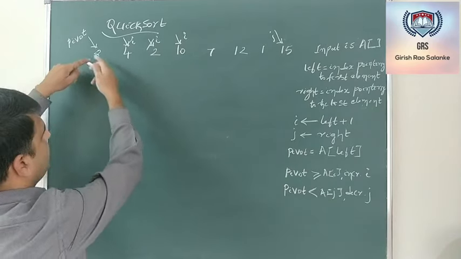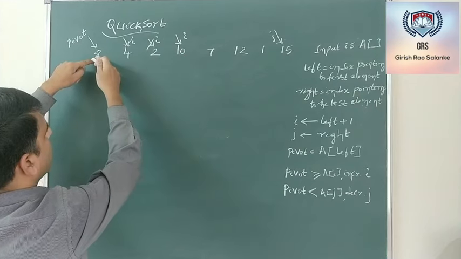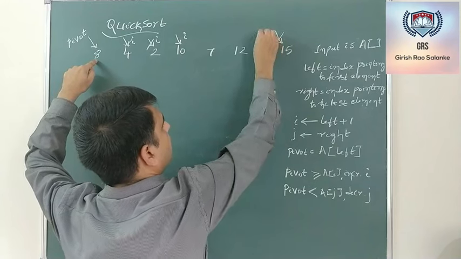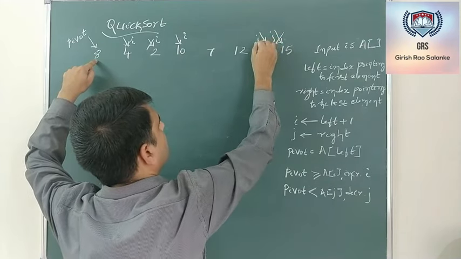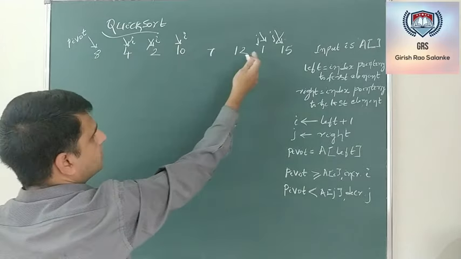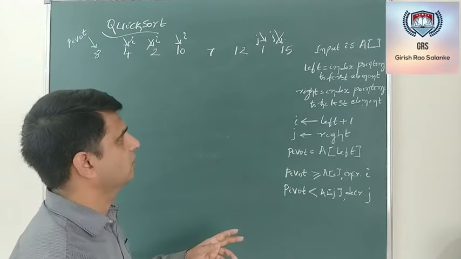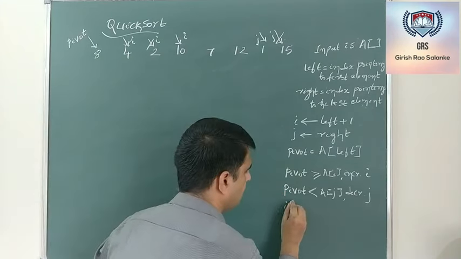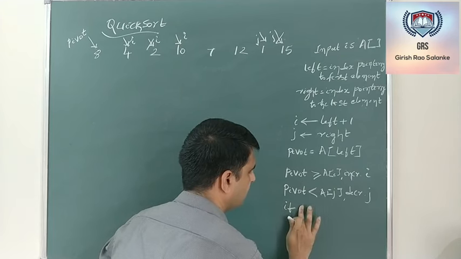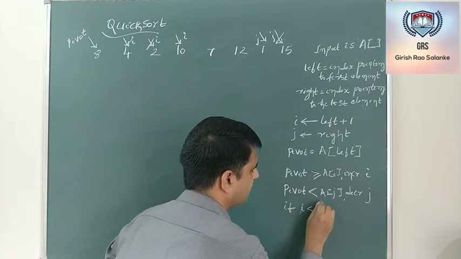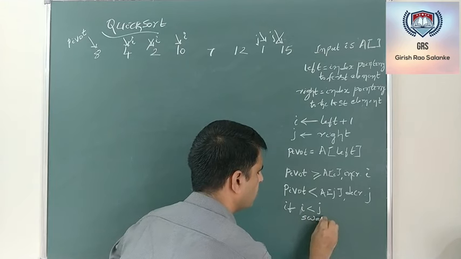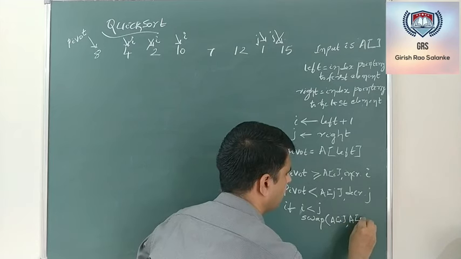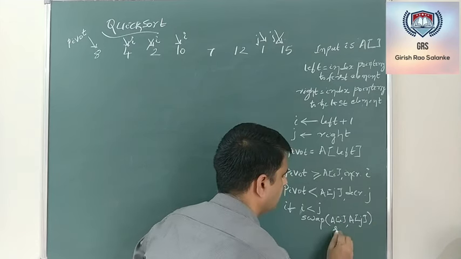Now at this stage, 8 greater than 10 was false. Now I will compare 8 less than 15. Is it true? Yes. So decrement your j. So this became my j. Now 8 less than 1? This is false. Now in this case, both these conditions are false. So what are we supposed to do? If this is the case, if I less than j, swap A of I and A of j and continue.